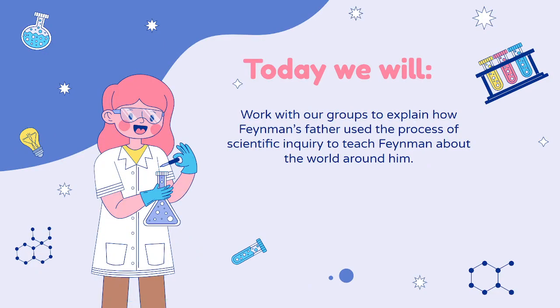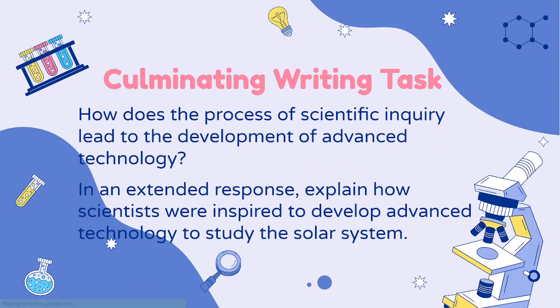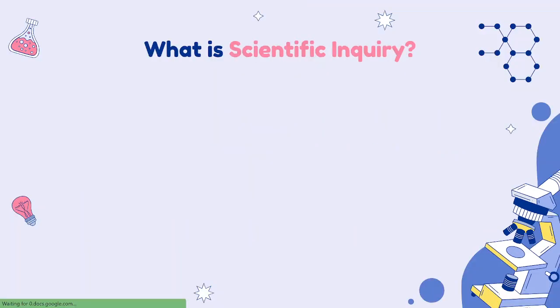Today, obviously, you're not going to work in a group, but you're going to explain how Feynman's father used the process of scientific inquiry to teach Feynman about the world around him. Now, we haven't really talked much about how Feynman's father used the scientific inquiry process. We talked more about how he used smaller lessons to teach Feynman bigger lessons. So today we're going to get more into the scientific inquiry process. We're not going to go over this today.